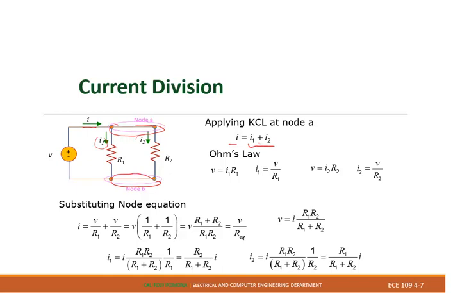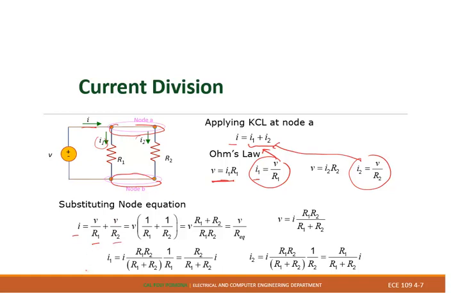I'm going to look at V first, applying Ohm's law. V will be equal to I1 times R1. At the same time, V is also equal to I2 times R2. Let's get I1 in this case: I1 will be equal to V over R1, and I2 will be equal to V over R2. If we apply these two equations in the previous KCL node equation, we will have I equal to V over R1 plus V over R2.